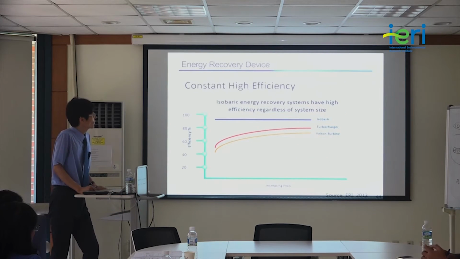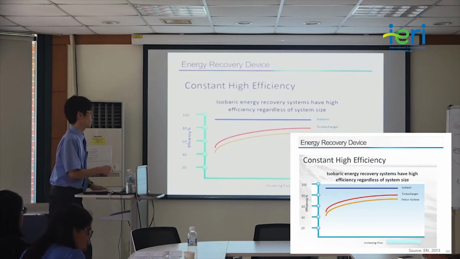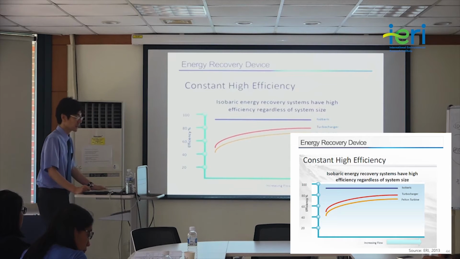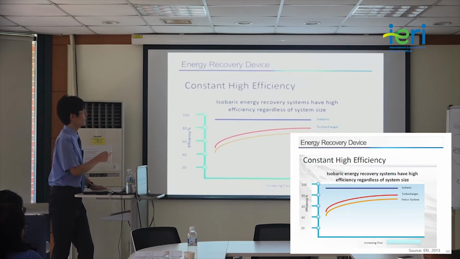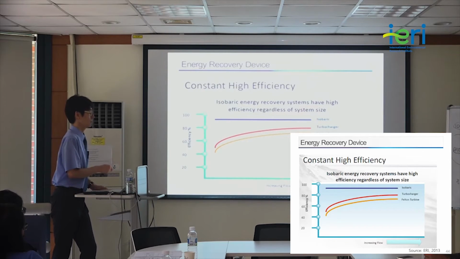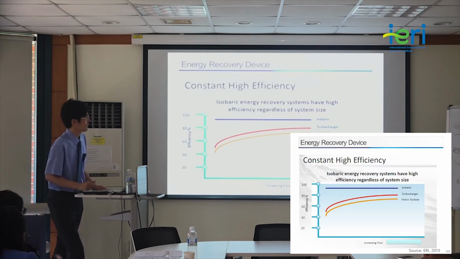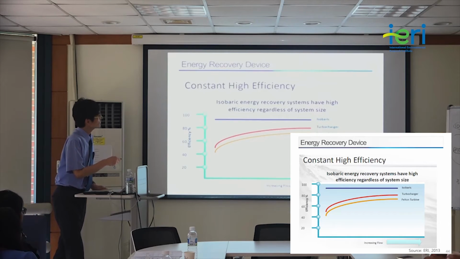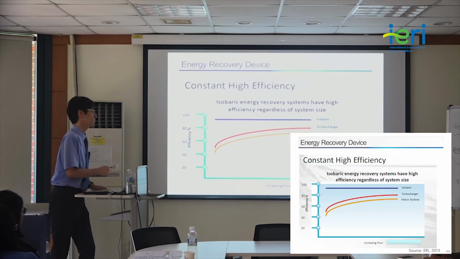So this graph shows how the efficiency of the energy recovery device changes with the flow rate. The efficiency for PX or Dewar, this type of energy recovery devices are called isobaric energy recovery devices, and they have very high efficiency regardless of the flow rate to the energy recovery device. However, in case of Pelton turbine or turbochargers, it is sensitive to the flow rate.